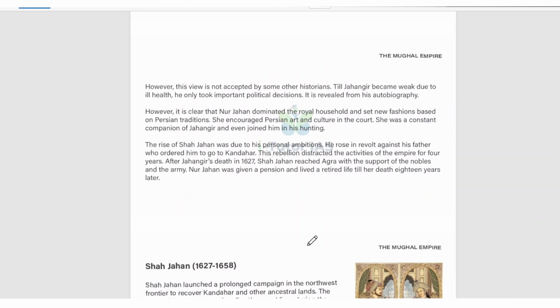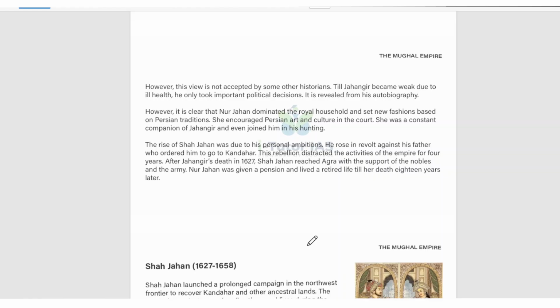Still, Jahangir became weak due to ill health. He only took important political decisions, as is revealed from his autobiography. However, it is clear that Noor Jahan dominated the royal household and set new fashions based on Persian traditions. She encouraged Persian art and culture in the court.